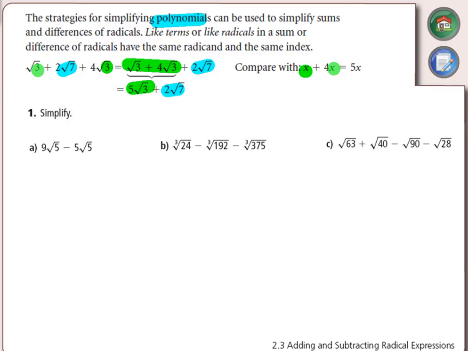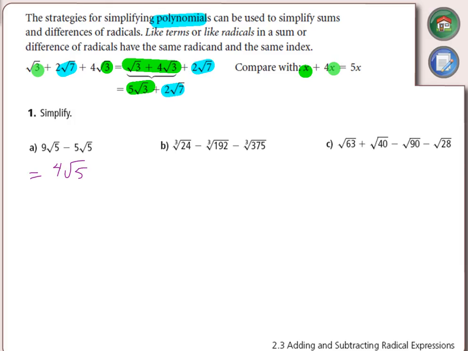So the first one here, I've got 9 of the root 5s. I'm going to take away 5 of those root 5s. Well, that's going to leave me with 4 of the root 5s. Just subtracting that coefficient. Next one, oh, I don't have anything that's like radicands. But wait, we can simplify them first. So that's what we ought to do. We got to simplify all these.